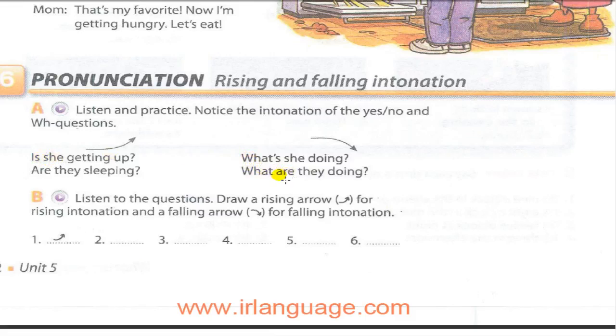Page 32, Exercise 6, Pronunciation, Rising and Falling Intonation, Part A. Listen and practice. Notice the intonation of the yes, no, and WH questions. Is she getting up? Are they sleeping? What's she doing? What are they doing?